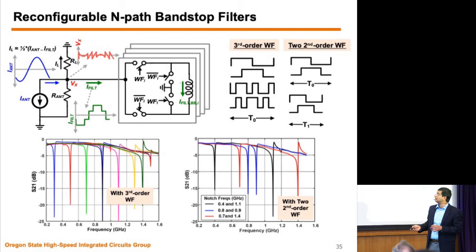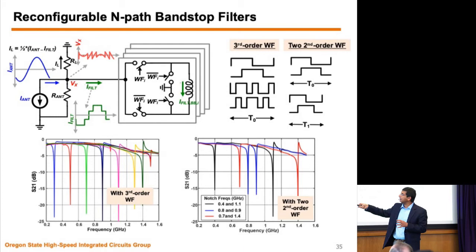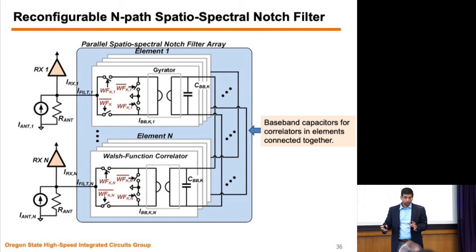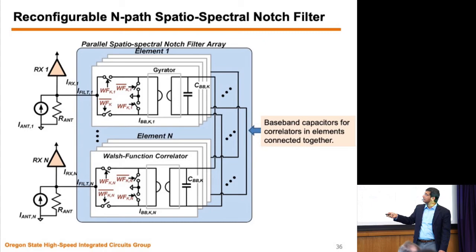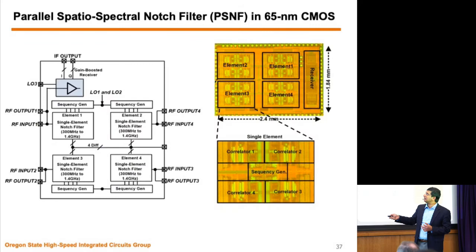But then if I take an array of them where I have an n element array and I connect together the correlator outputs, I can show that now I basically am correlating across frequency and across spatial angle. So only signals which are at a certain frequency and a certain angle will be rejected, and the rest of the signals will just directly go through to my receive output. So with this kind of correlator, we are able to demonstrate a four-element array.